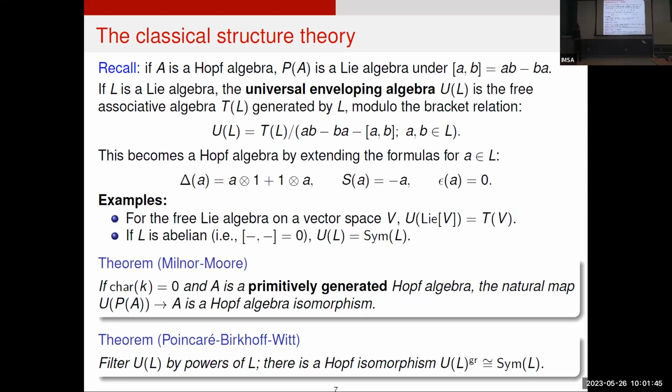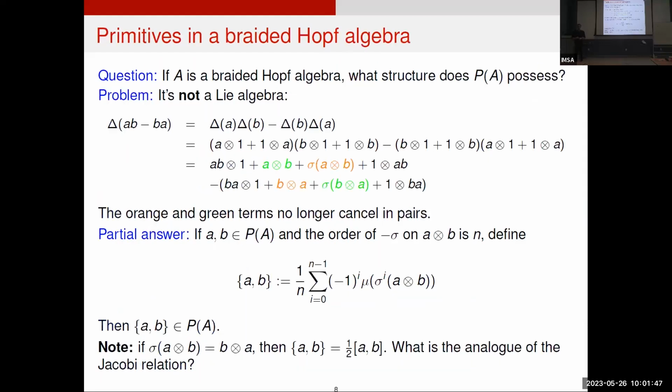Right. Okay, so I want to do the same thing for braided Hopf algebras, and I have a problem. If A is a braided Hopf algebra, the primitives of A are not a Lie algebra any longer. So let me write down the proof for why the primitives in a normal Hopf algebra are a Lie algebra, and see what goes wrong. Normally the diagonal, so how do we do it? We need to show that the diagonal of the bracket is bracket tensor 1 plus 1 tensor bracket.